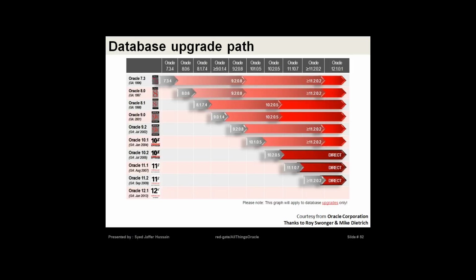this is a generic slide talking about database upgrade. It's not just only RAC database. If you have a standalone database, this rule is going to be applied as well. So you have to see what is the current version of your database, and in order to take your database to 12c, you have to see this path. If you are on 9.2 and if your database release is 9.2.0.8, what you have to do is first you have to upgrade your database to 11.2.0.2 and then directly go to 12c. So this screen basically represents the upgrade path of your database depending upon the version that you are running currently.